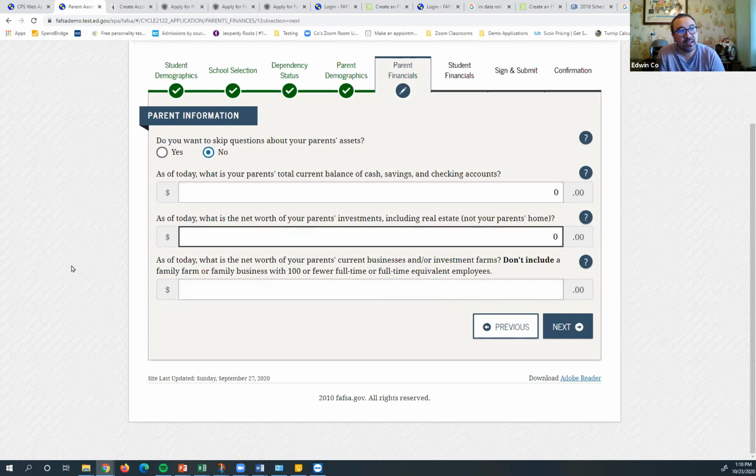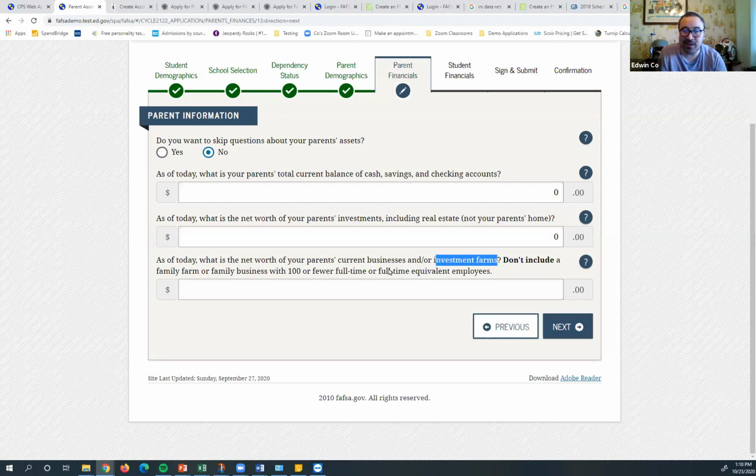And then as of today, what is the net worth of your parents' current business? They say business and farms, but farms usually don't involve our families. So current business, only if they have more than 100 employees. If it's a family business where only your mom and dad work there, don't include that amount. It's only if you have more than 100 employees. But usually that's a 0 as well. Okay, we hit next.